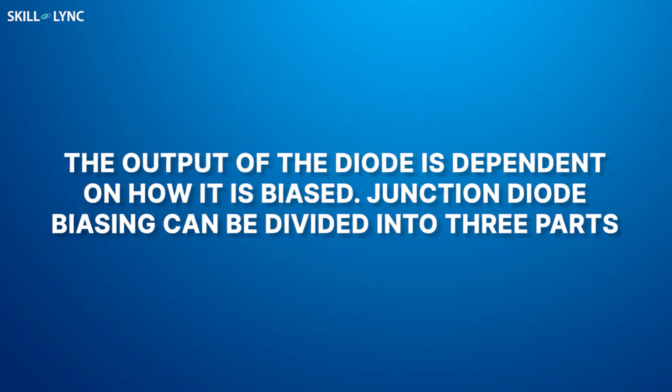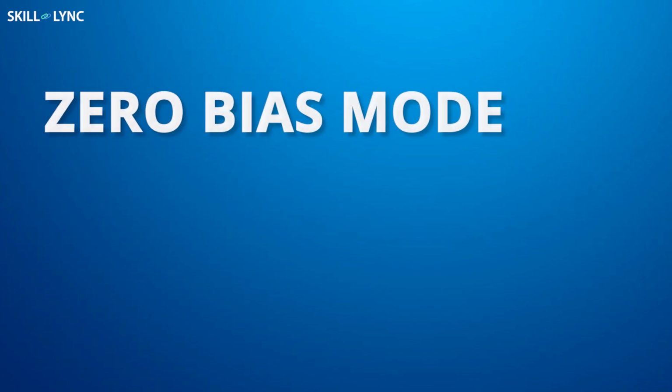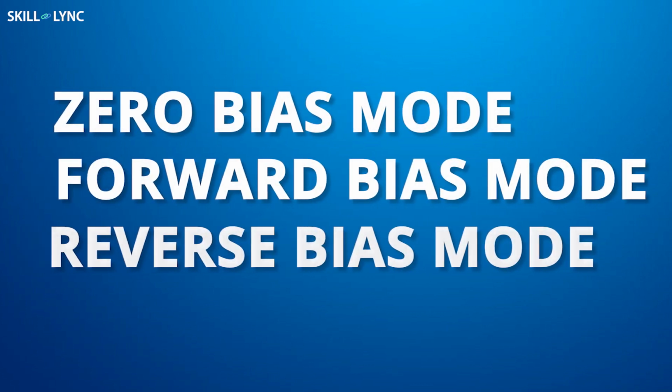This junction behaves differently under different biasing modes. Biasing refers to applying an external voltage in the PN diode to help the flow of current. The output of the diode is dependent on how it is biased. Junction diode biasing can be divided into three parts: zero bias mode, forward bias mode, and reverse bias mode. Let's first learn about zero bias mode.